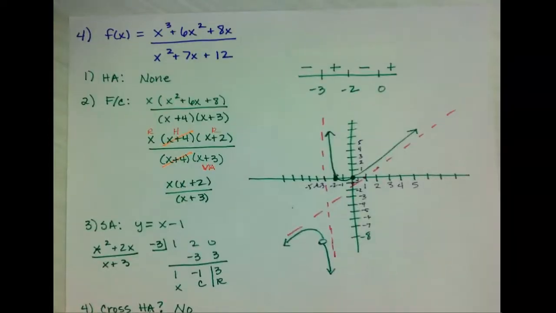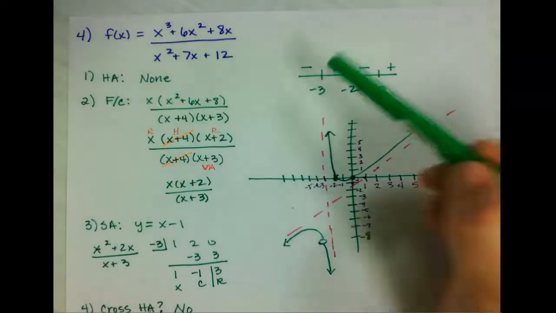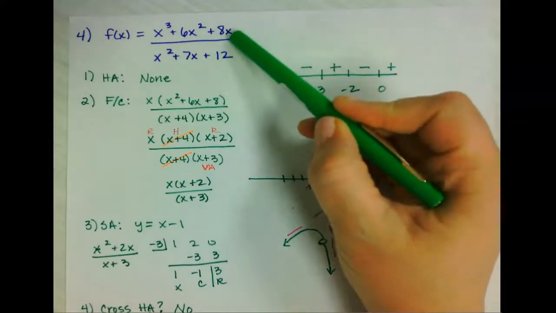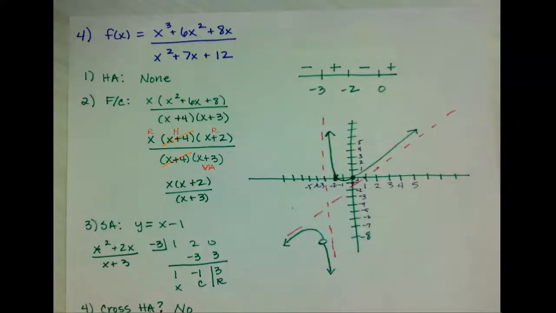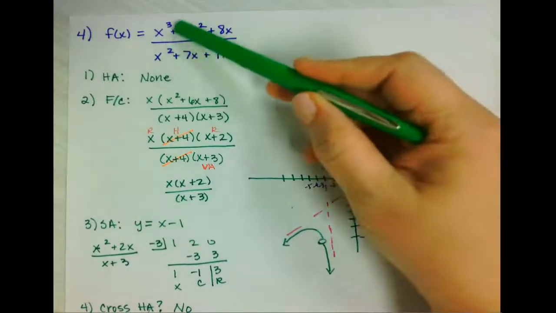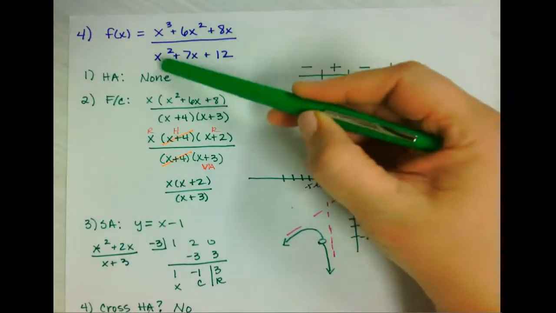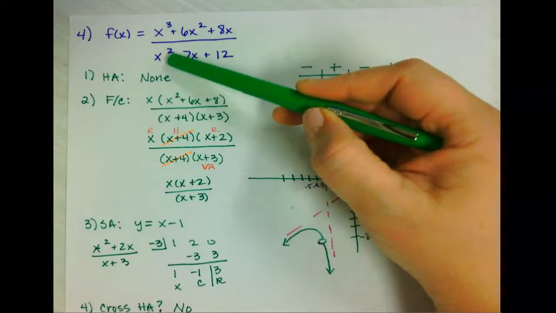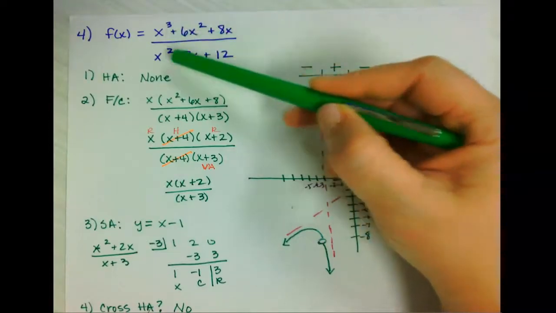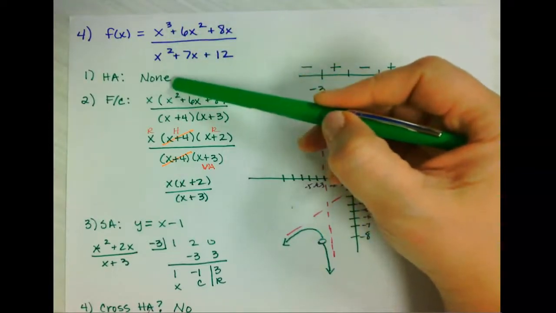The last one we're going to look at is 4C. In this case, I have a polynomial on top and a polynomial on bottom. So I'm going to look here at the degree term on top and bottom. So this is a power 3, this is a power 2. So it's bigger on top than the bottom, so I know there's not going to be a horizontal asymptote.